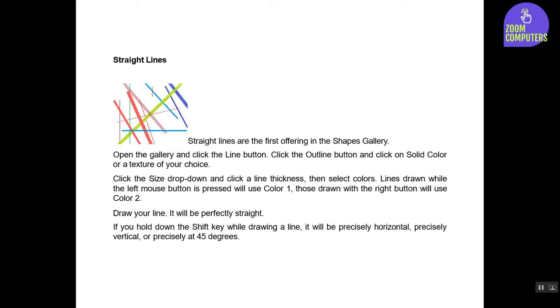It will be perfectly straight. If you hold down the Shift key while drawing a line, it will be precisely horizontal, precisely vertical, or precisely at 45 degrees.